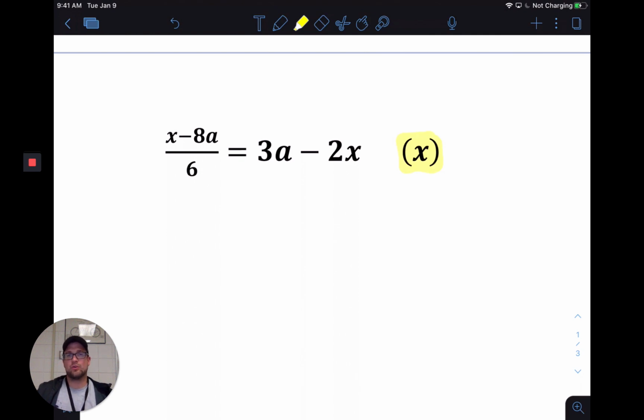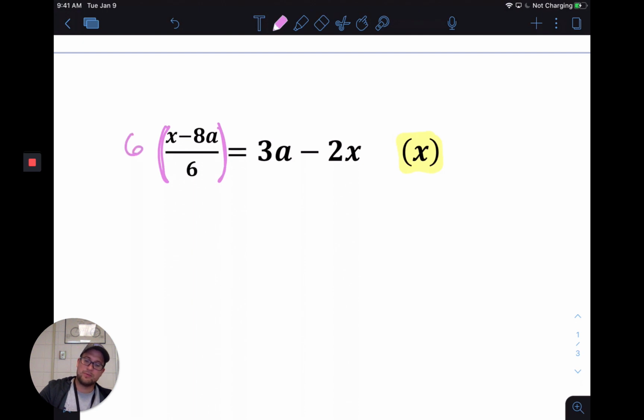In this problem, we're trying to get x all by itself. There's a lot going on here. We see we have an x over here, and we have x's over here. So we're going to at some point have to get those two together before we can get x alone. What I would suggest in this problem is to start by getting rid of our fraction. Fractions do not make our lives easier here.